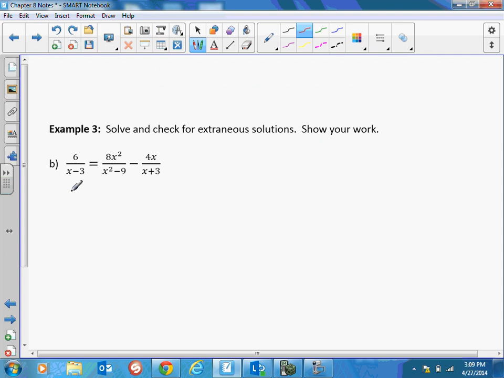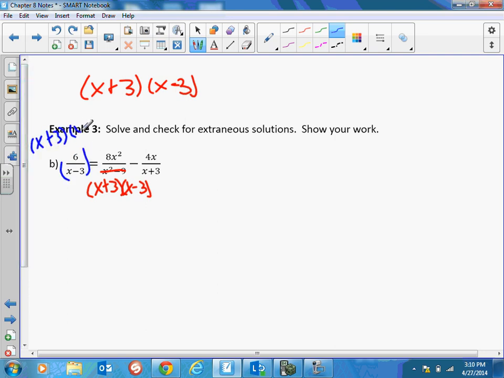Okay. This one, the first thing you've got to do is factor this one. X squared minus 9, you can rewrite as x plus 3 and x minus 3. Okay, and this has x minus 3, this has x plus 3, so our least common denominator is going to be x plus 3 and x minus 3. So that's what we have to multiply everything by. We've got to multiply this side by x plus 3 and x minus 3. I know I'm writing kind of up there. And then we've got to multiply this whole side by x plus 3 and x minus 3, because that's the least common denominator.